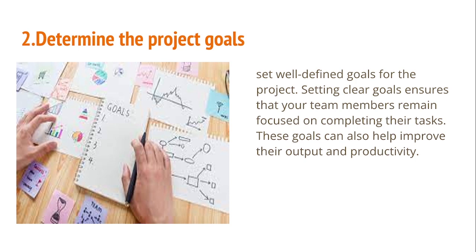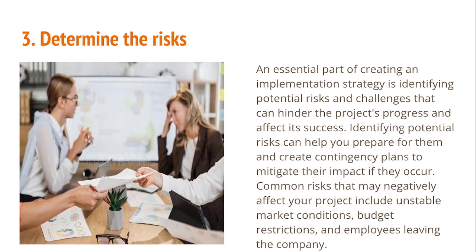So number three is determine the risks. Very important also when you're doing your project implementation plan. This is a very essential part of the implementation strategy: identifying the potential risks and challenges that can hinder your project progress and affect its success. In identifying the project risks, this can help you prepare for them and create a contingency plan to mitigate their impact if they occur.